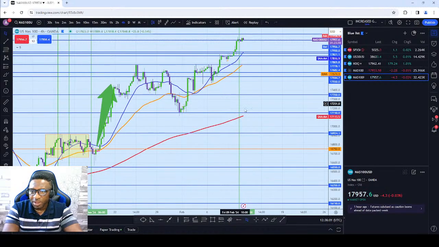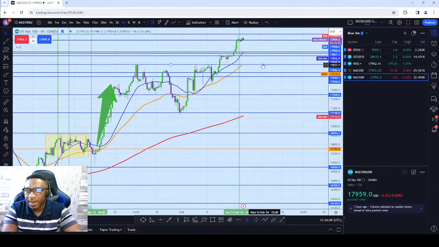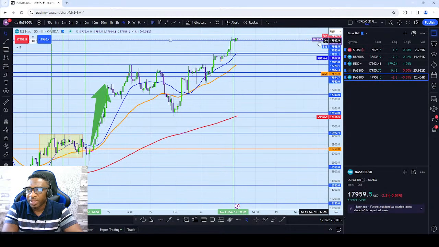Sorry for these lines scattering on my charts. It's just the key levels that I've placed on the charts, so I believe you can see through it. So this is where NAS is currently at the key level.